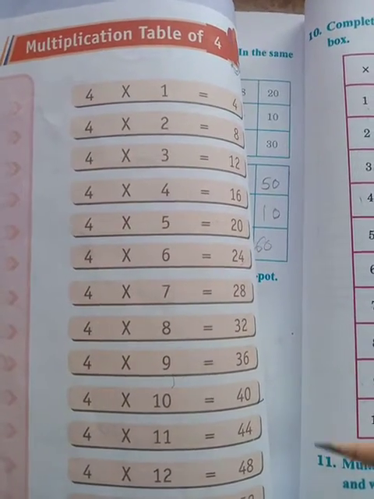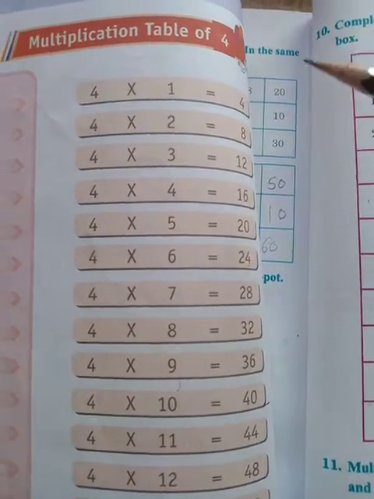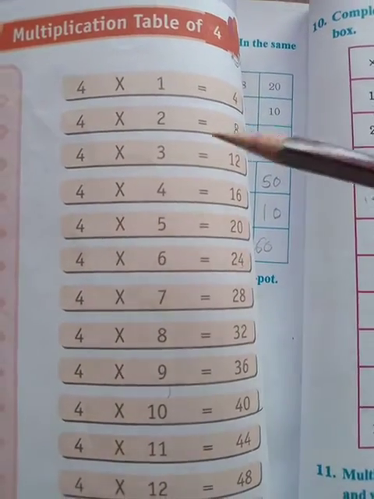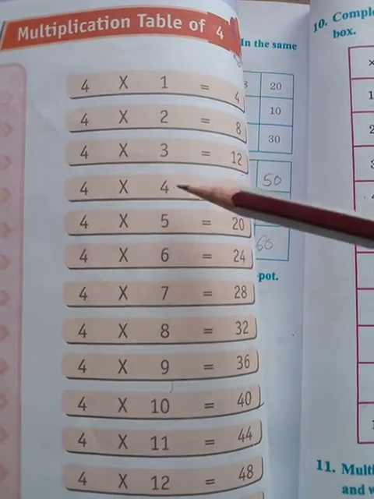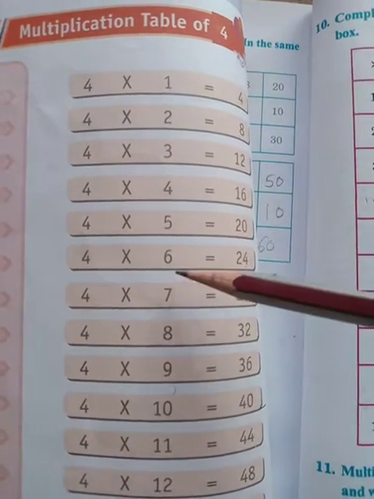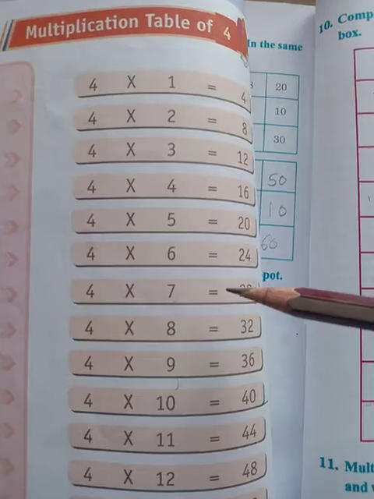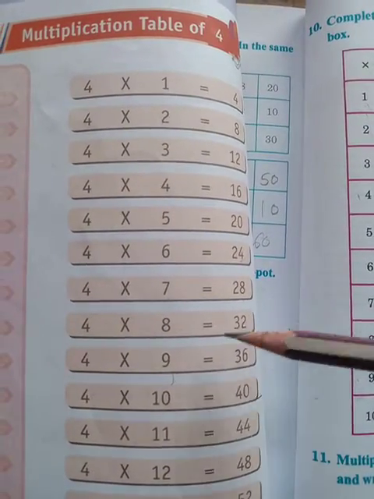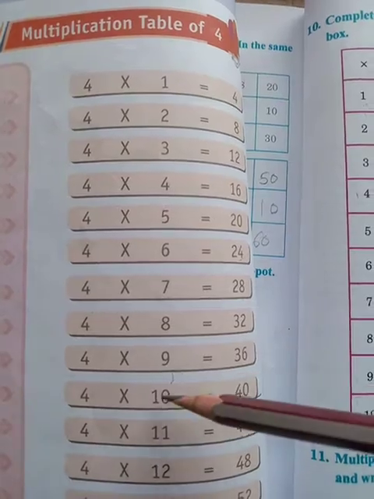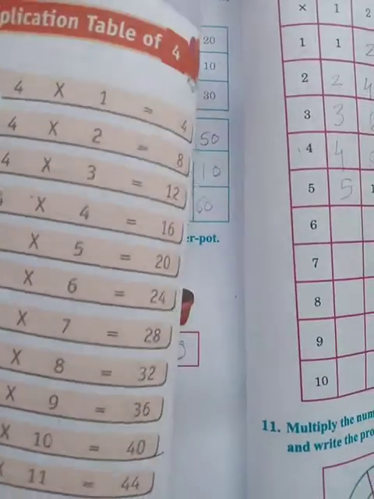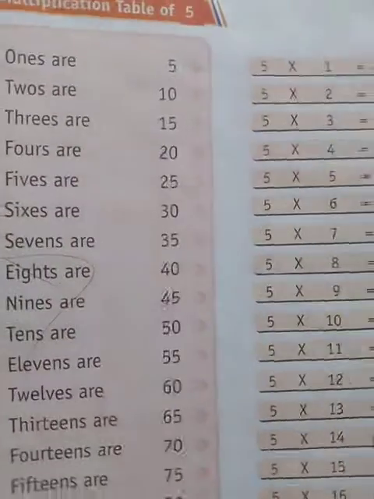So, do you understand, children? Once more I repeat. 4 1s are 4, 4 2s are 8, 4 3s are 12, 4 4s are 16, 4 5s are 20, 4 6 are 24, 4 7s are 28, 4 8s are 32, 4 9s are 36, 4 10s are 40. Now 5 table.